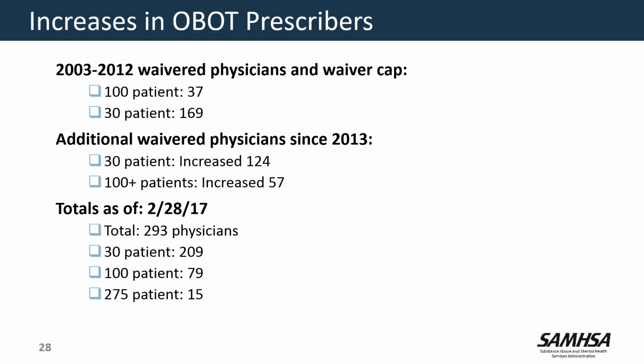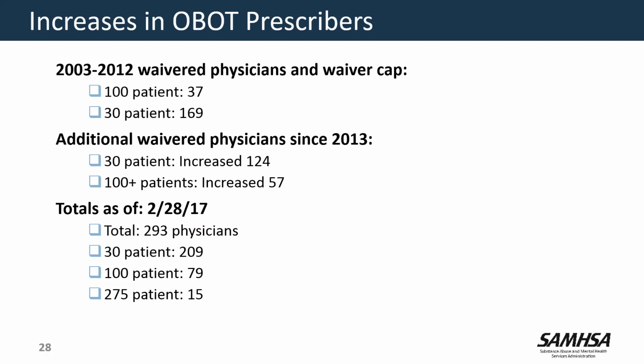So let's look at a little bit of data quickly before I'm out of time. Vermont was well positioned for a hub and spoke model because we actually for many years had the highest number of waivered physicians per capita. So in 2012, you can see that we had 37 docs who were at the 100 patient limit. And since 2013, this is as of 2017, we increased that number from 37 to 79. So we doubled the number of waivered physicians at 100.